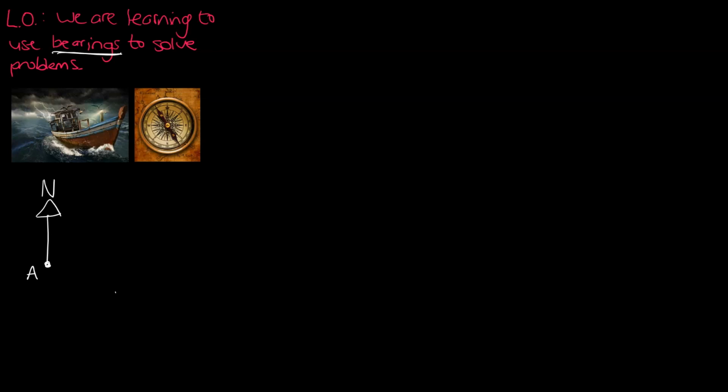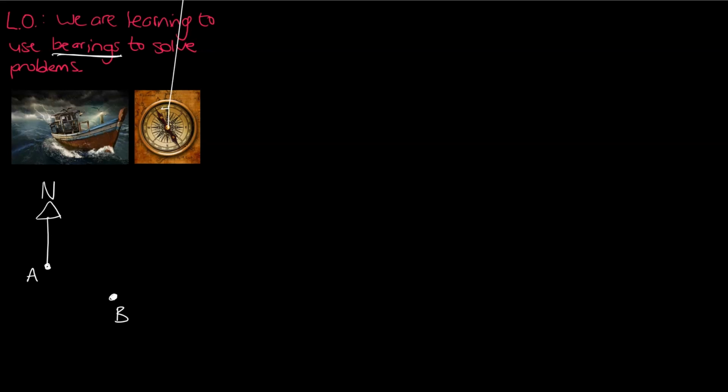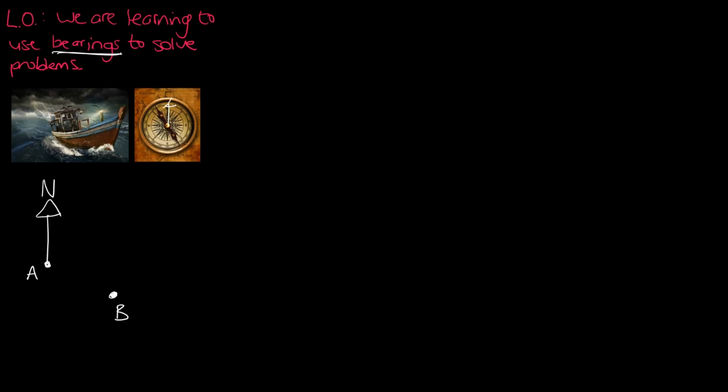And let's say they were trying to navigate themselves to point B. They needed to figure out, well, in terms of the compass, what angle did they need to travel towards to get to B? And the number was a bearing, and I'll get into that a little bit more in this example.